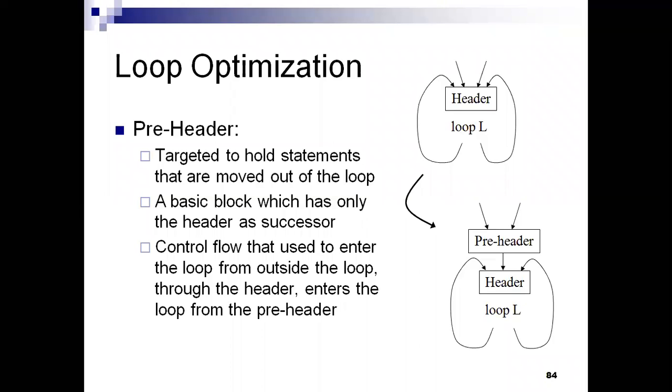Is it clear now what the pre-header means? The pre-header is what the control flow uses to enter the loop from outside the loop: it goes through the header and enters the loop from the pre-header. And again I'm repeating that the statements moved out of the loop are targeted here. Recall what the code movement or code motion transformation is: moving code from inside the loop to outside the loop. So there are some similarities.